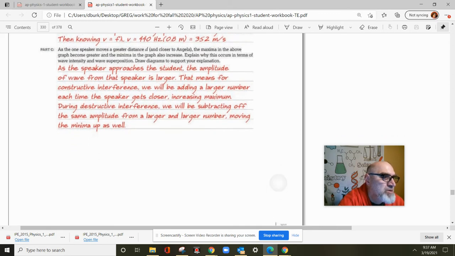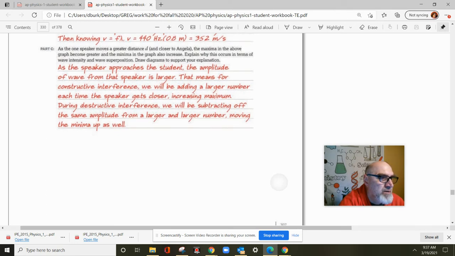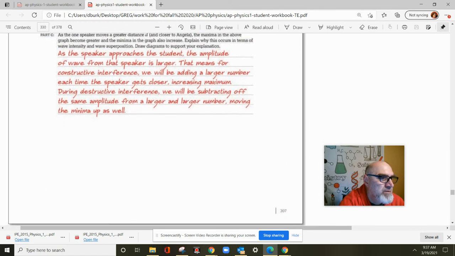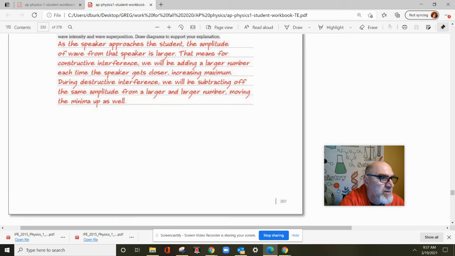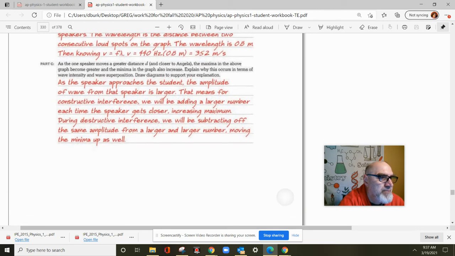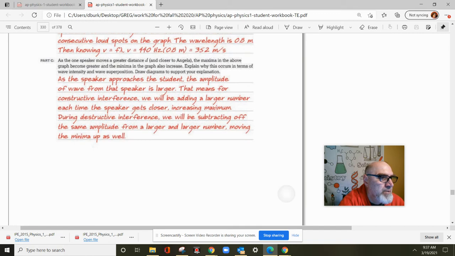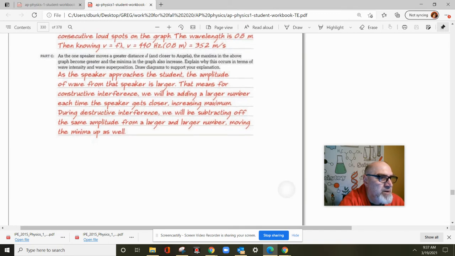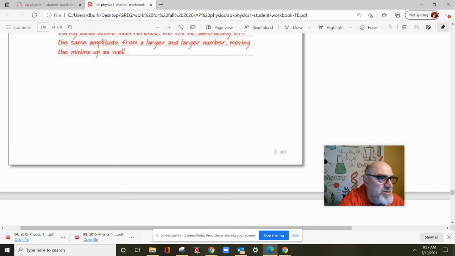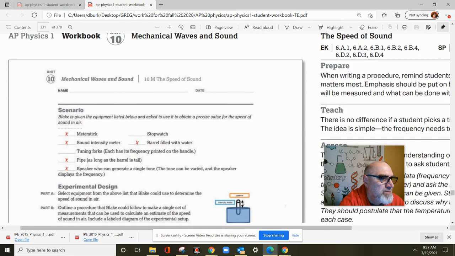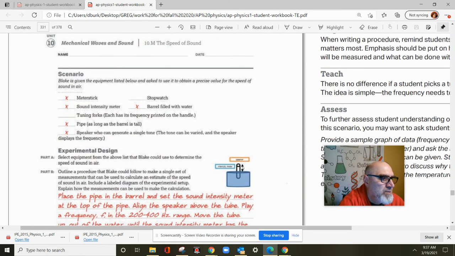As the speaker approaches the student, the amplitude is larger. That means a larger number. Yeah, right. The minima and maxima are getting bigger because the sound is getting closer. Now we're in part M.